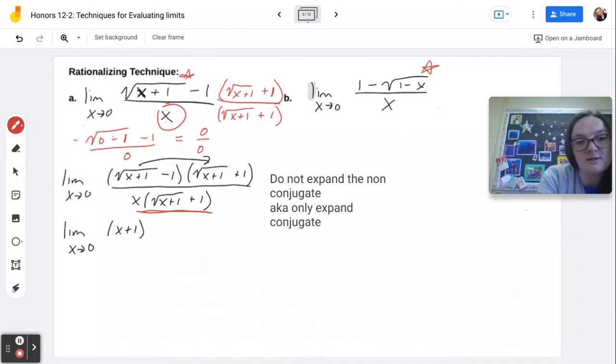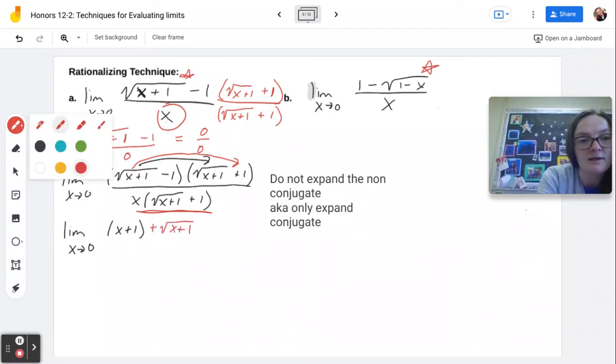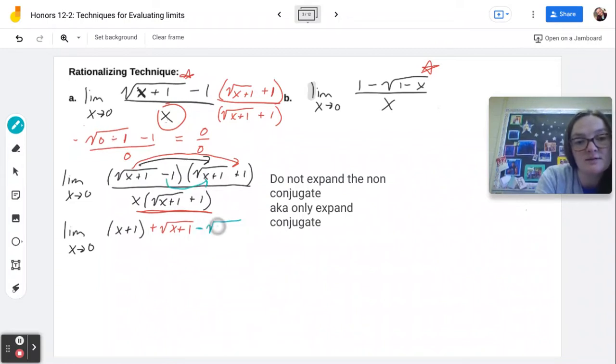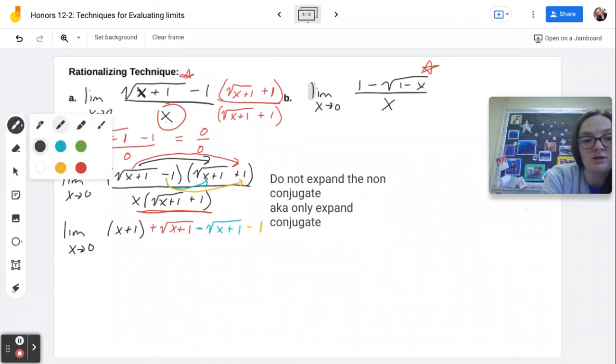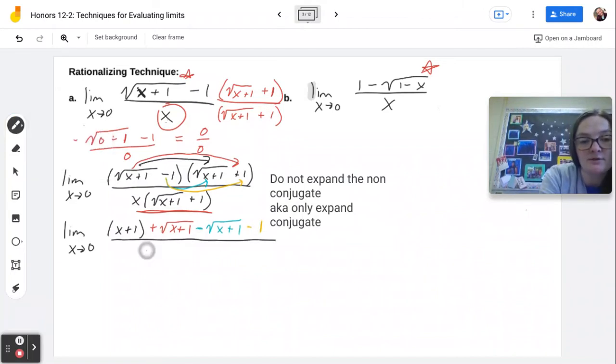All right, let's try the next piece. The square root of x plus 1 times 1 is just going to be the square root of x plus 1. Next one, so we're just using FOIL method. Negative 1 times the square root of x plus 1 is negative square root of x plus 1. And last one, negative 1 times 1 is just going to be negative 1. And this is all going to be kept over the same denominator, which is x times the square root of x plus 1 plus 1. Once again, we are not expanding the denominator.